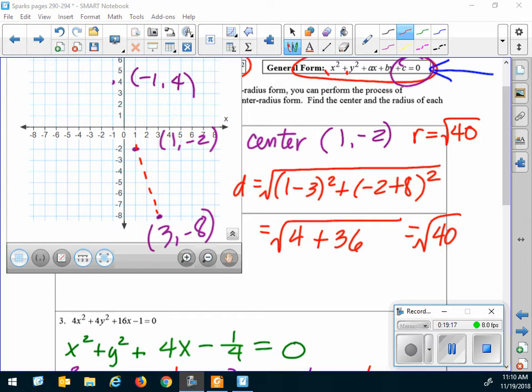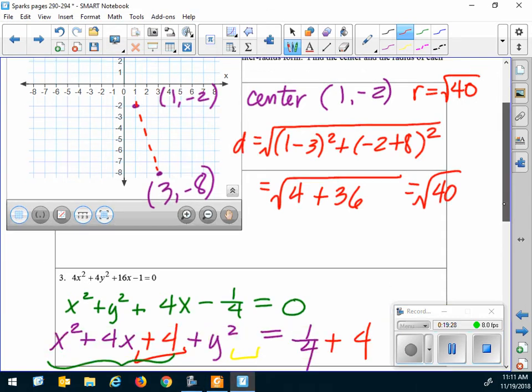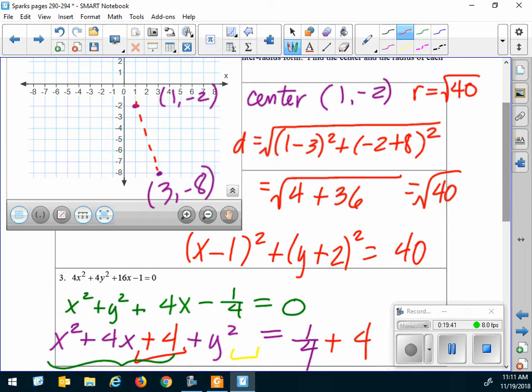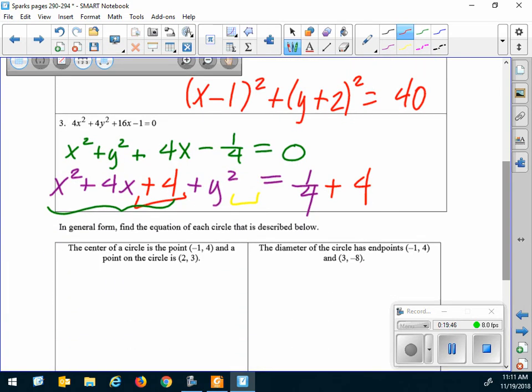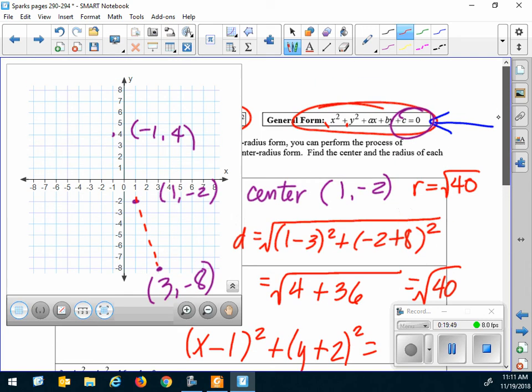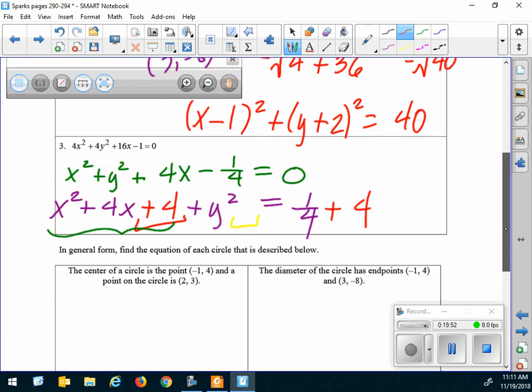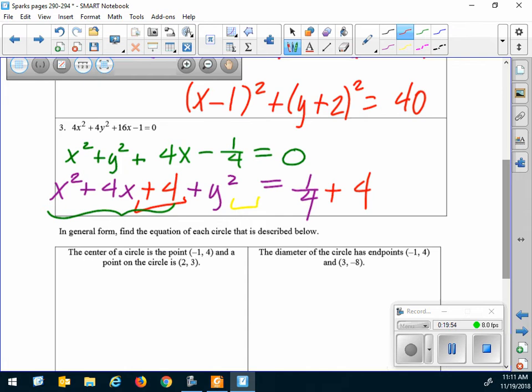Notice that I didn't simplify that to 2 square roots of 10, because in the equation, what do I have to do with it? I got to square it. So let's write the equation in the form we know, which would be what? X minus 1 quantity squared plus y minus equals r squared. Now keep in mind that is not general form. How are we going to get it there?